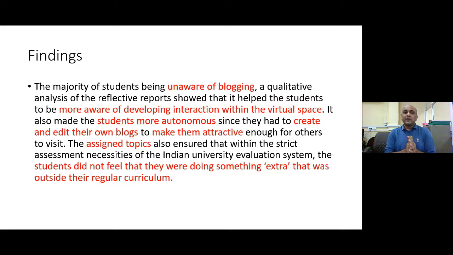The research finding also says that they had to be more aware of developing interaction with the virtual space. When we talk about interaction with virtual space, it is in English today. Well, there are linguistic options, but more or less it is in English. And this was an exercise in enhancing linguistic skills of the students.